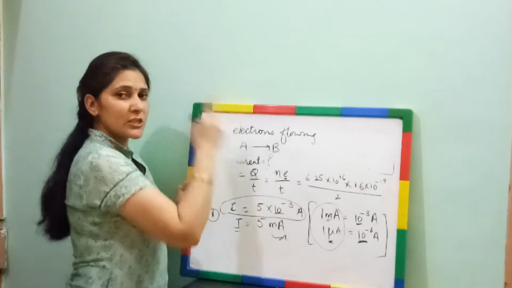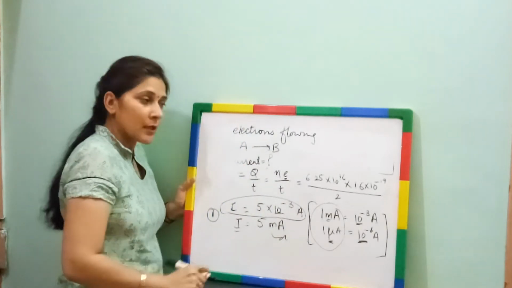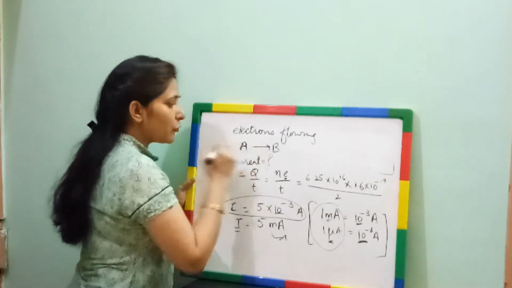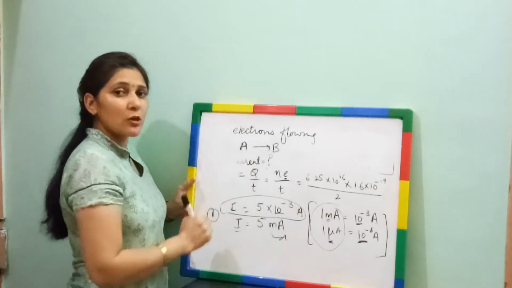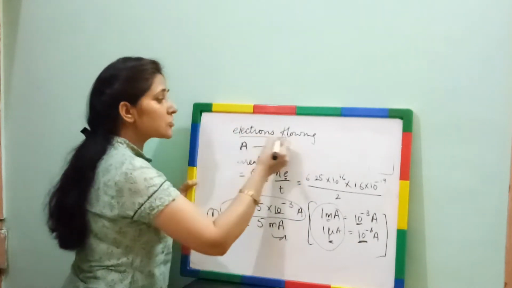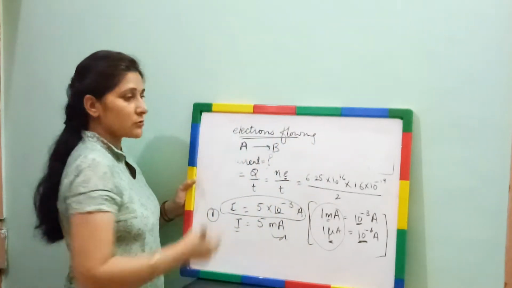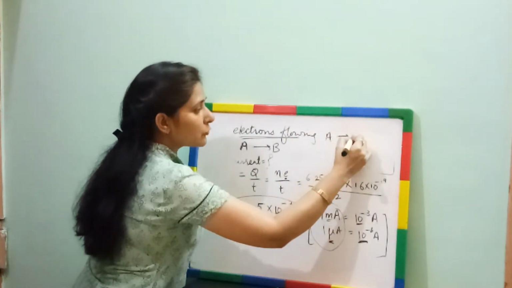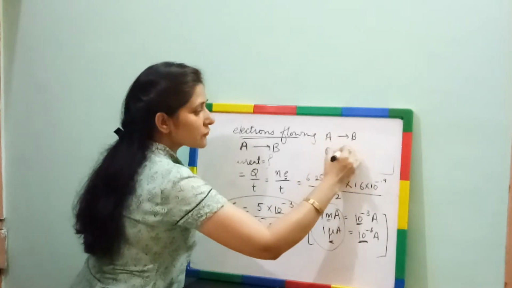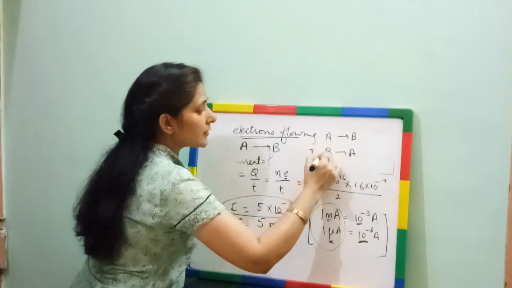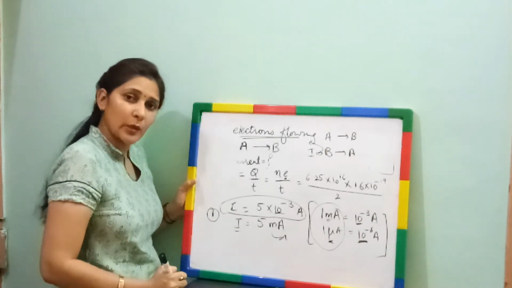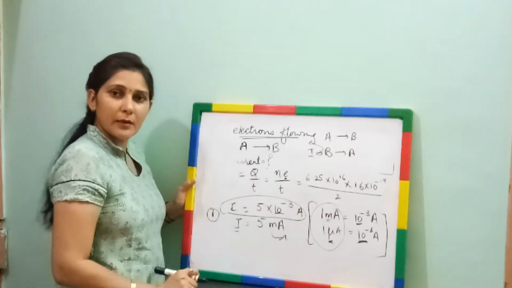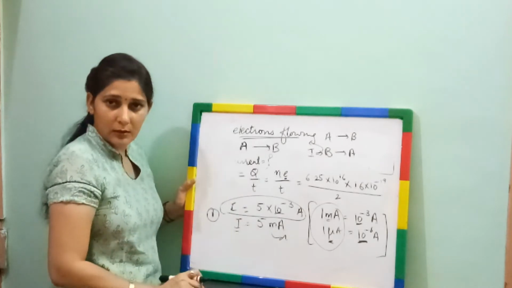Electrons are flowing from A to B. In the initial statement I told you, if electrons are flowing A to B, then current will be from B to A. You studied last year that the direction of conventional current is opposite to the direction of flow of electrons. Electrons flow from A to B. That means current flows from B to A, opposite to the direction of flow of electrons. That is the direction of conventional current. So that answer can be written with the help of this complete numerical too.